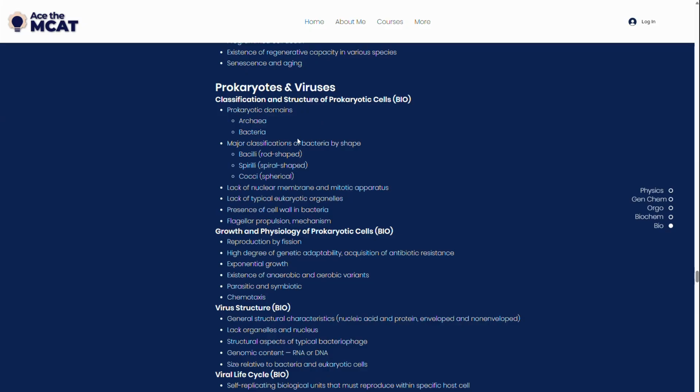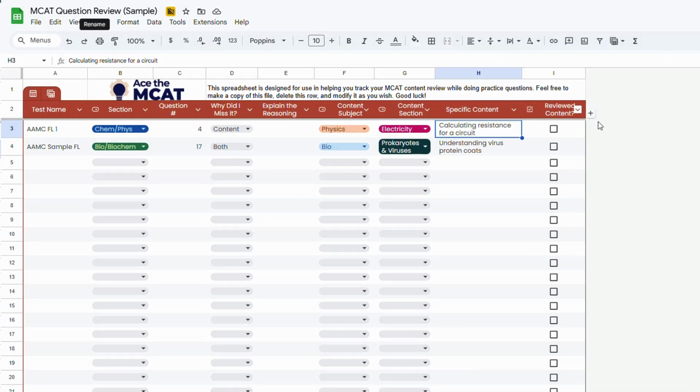And so this is why it's useful to flag the questions that you get wrong, even if you decide not to review the specific subject on that particular go around. And so going back to this, once you've reviewed the content, the subject, then you click this check and it crosses out the subject.